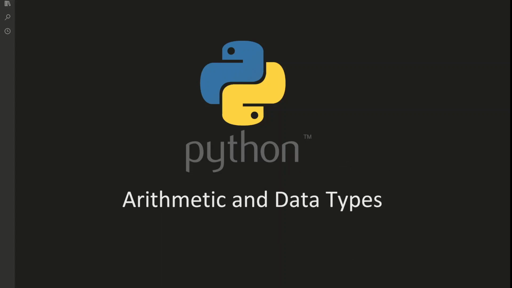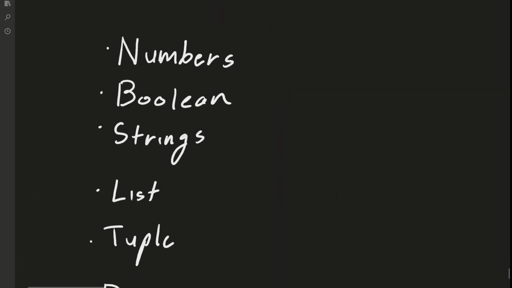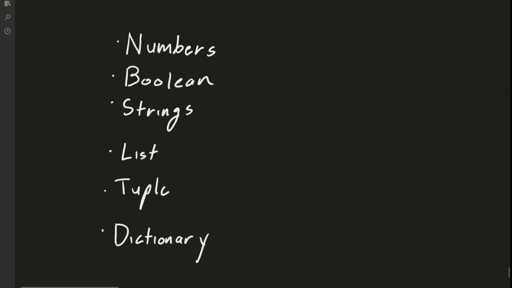Python has some built-in data types that are already there for you from the get-go, which makes it really easy to pick up and just start writing code. We have data types for numbers, Boolean values, strings, lists, tuples, and dictionaries. In this video, we'll be focusing on the arithmetic. So we'll look at these data types on a later date, but we'll be looking at numbers particularly.